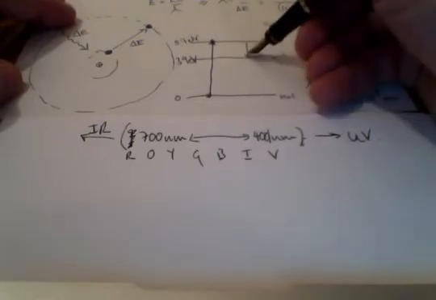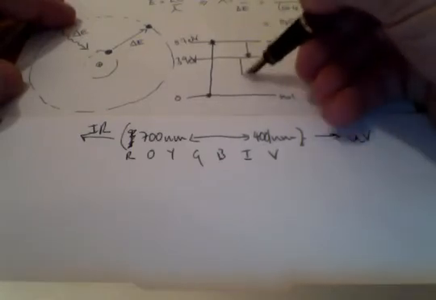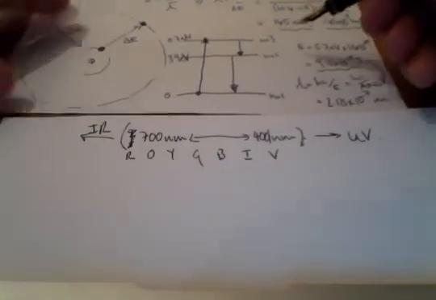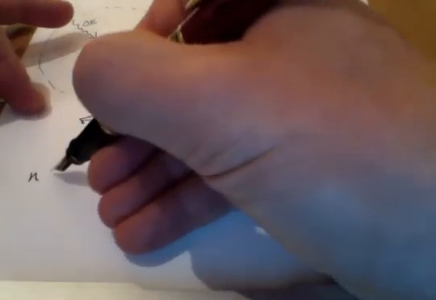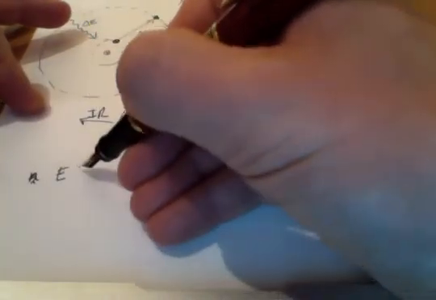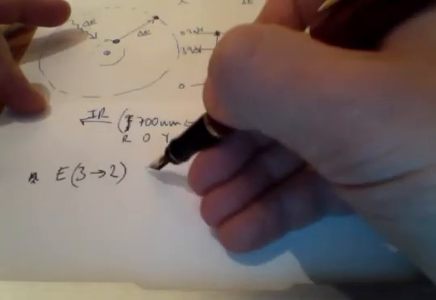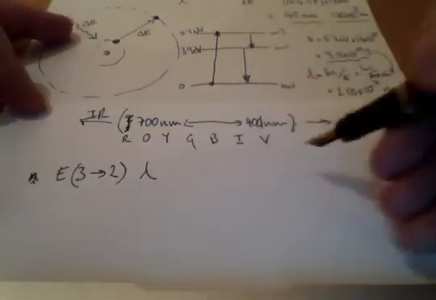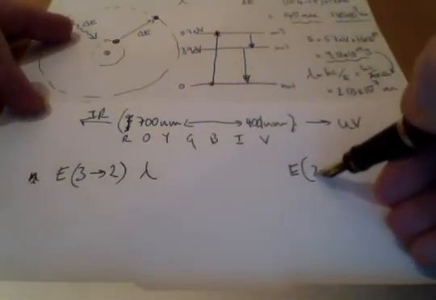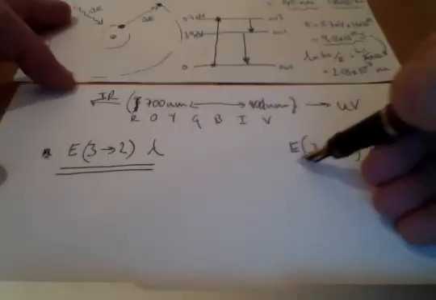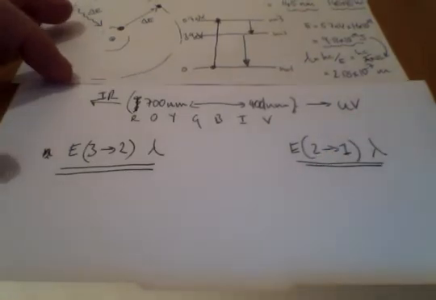Now, let's look at these two transitions that occur. One there and one there. The n equals 3 to n equals 2. Let me just write that down. Let's look at the energy from 3 to 2 and its associated wavelength. And then I'm interested in the energy levels from 2 to 1 and the associated wavelength. So if you think you can work those out, hit pause now, or here comes the answer.